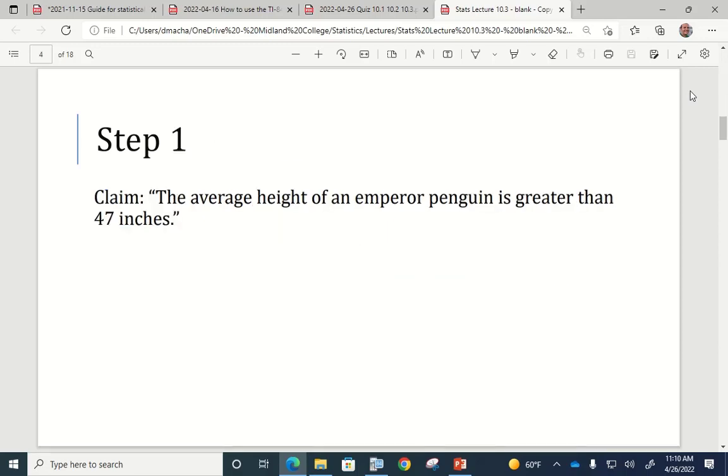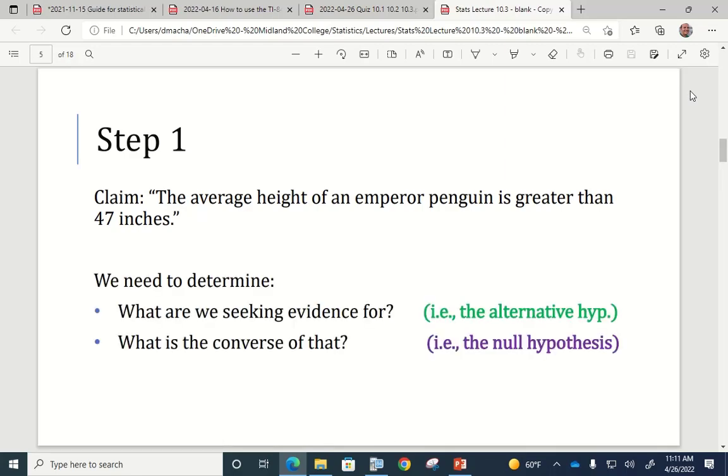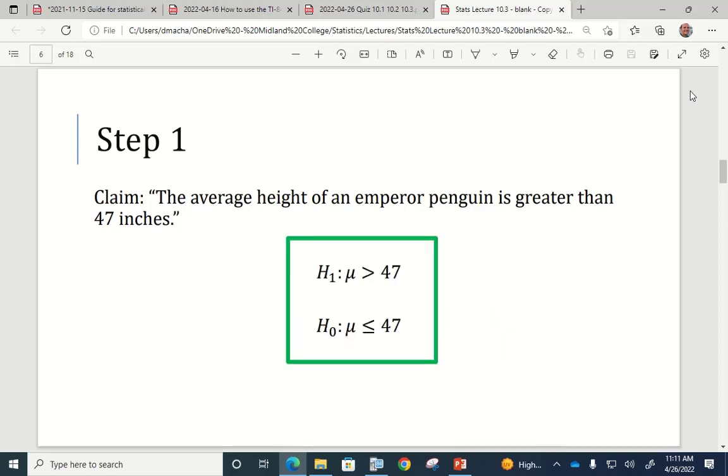So if I make a claim and I say the average height of an emperor penguin is greater than 47 inches, that would be a hypothesis I'm making about a population mean. So I'm saying the average height of every emperor penguin, the whole population. So what we would determine is, what's the alternative, what's the null hypothesis? Well, my alternative hypothesis is saying that mu is greater than 47. My null hypothesis is saying that mu is less than or equal to 47.